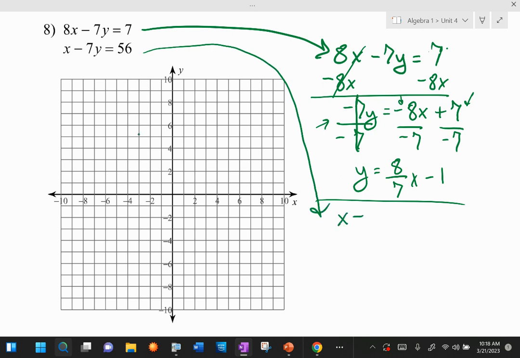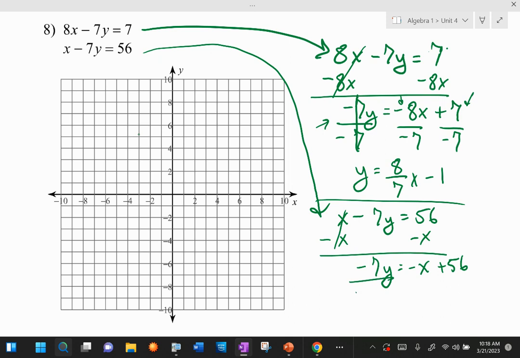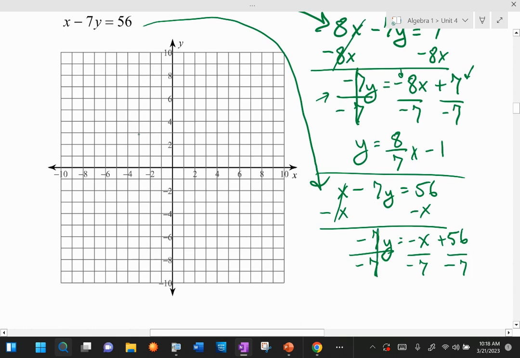Second one is x minus 7y equals 56. I'm going to subtract x from both sides. It gives me -7y equals negative x plus 56. Divide by -7 all the way through, which is going to give us y equals 1 over 7x minus 8.